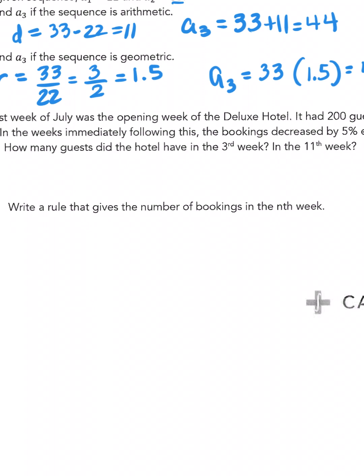Okay, so how are we going to set this up? Write your formula for it. A sub n equals what? 200 times what? Now use that to figure out the 3rd week and the 11th week. Oh, we already answered. Boom, we did that, didn't we? Sometimes it's easier to write the rule first and then answer the question. So figure it out.